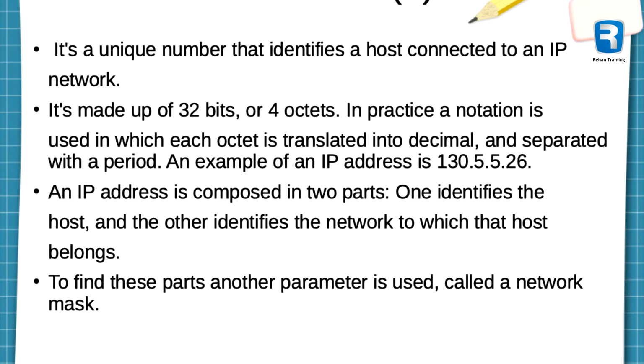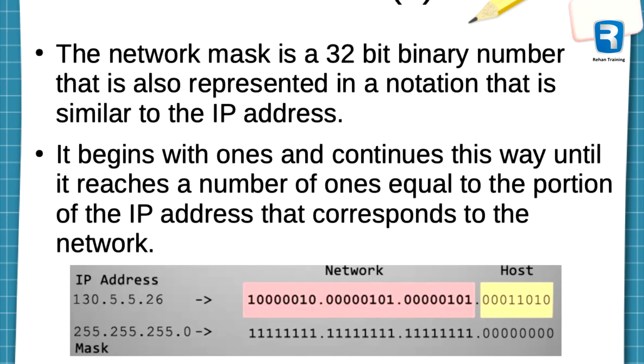130.5.5.26. An IP address is composed of two parts. One identifies the host and the other identifies the network to which that host belongs. To find these parts, another parameter is used called a network mask. The network mask is a 32-bit binary number that is also represented in a notation similar to the IP address. It begins with ones and continues this way until it reaches a number of ones equal to the portion of the IP address that corresponds to the network.